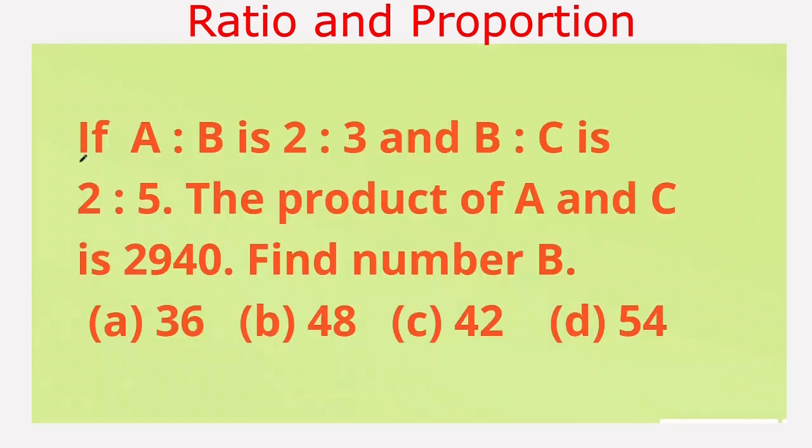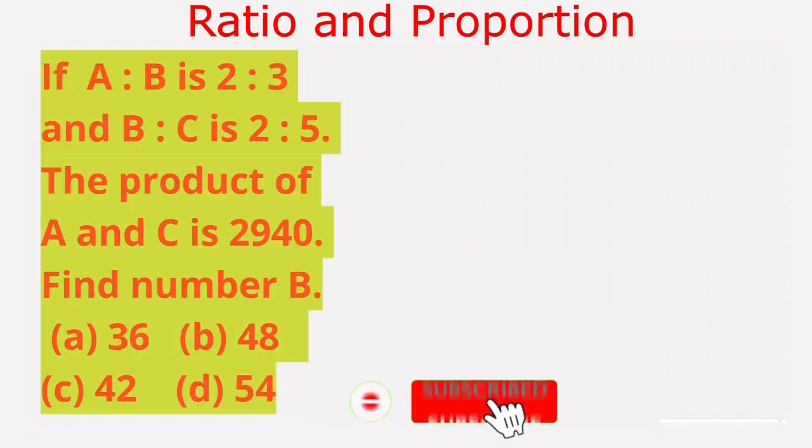Our question is, if A ratio B is 2 ratio 3 and B ratio C is 2 ratio 5, the product of A and C is 2940. Find number B. The given options are option A 36, option B 48, option C 42, option D 54. We solve the question like this.